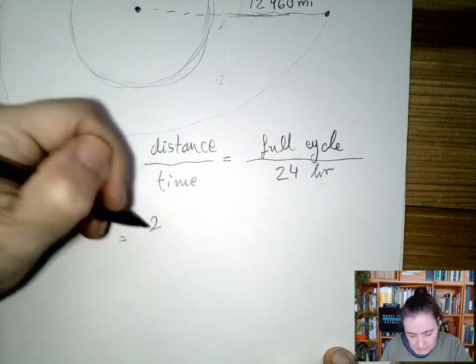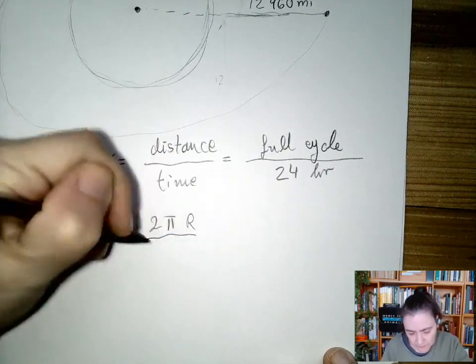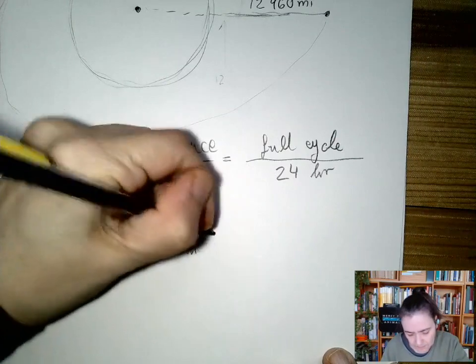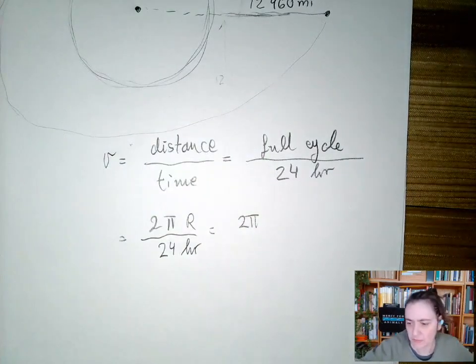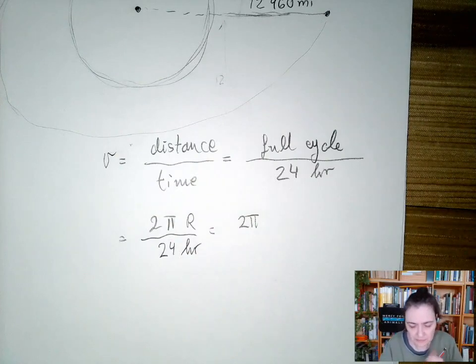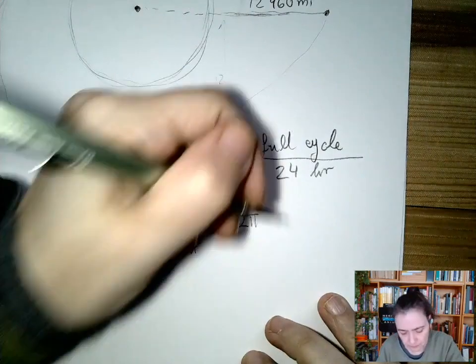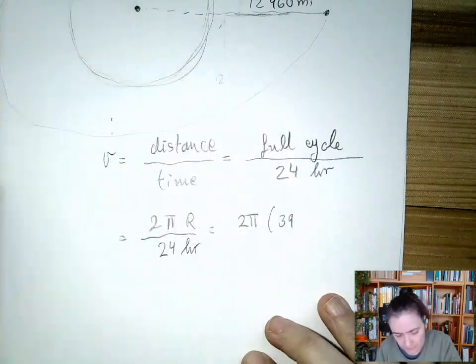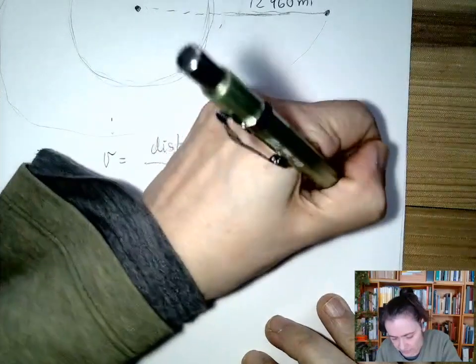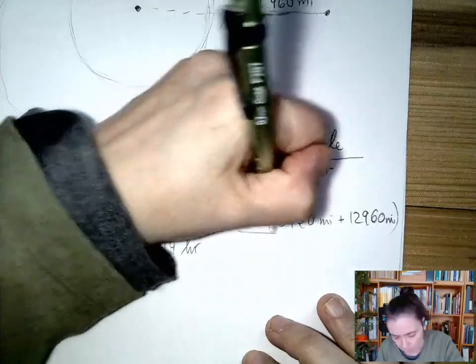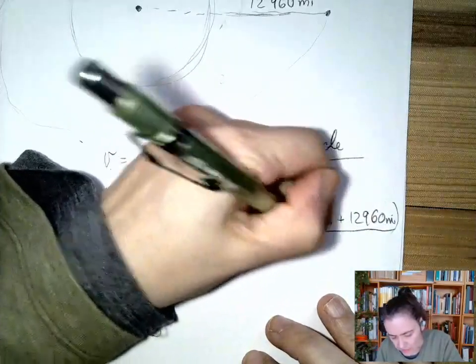So that's 2 pi times r over 24 hours, and that's 2 pi times, and this is probably the only tricky part of this problem, is that we have to add the radius of the Earth to this height. So it's 3,960 miles plus 12,960 miles over 24 hours. So this is the answer.